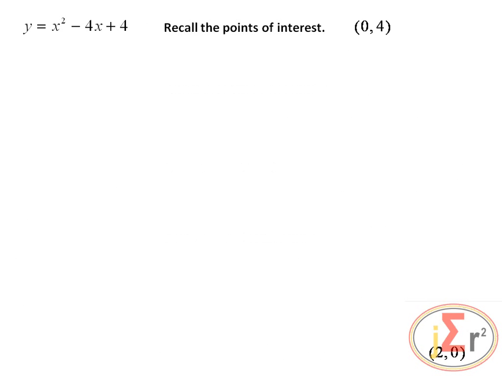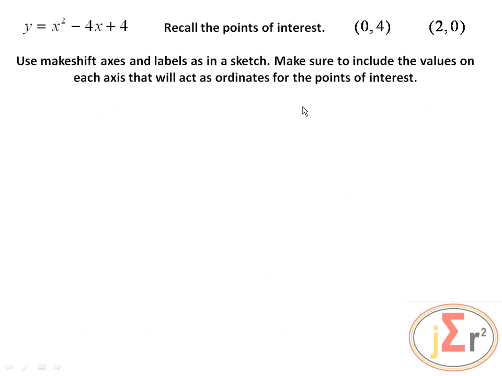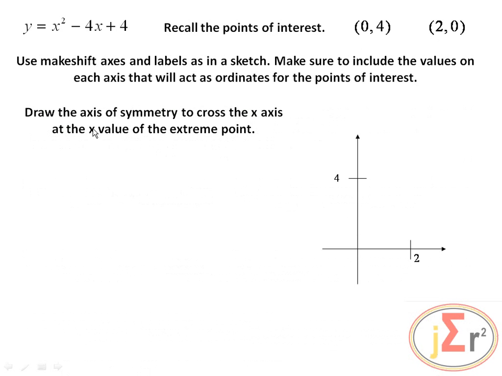Recall the points of interest. There are only two of them because the two x-intercepts turn out to be 2, 0 and the extreme point also turns out to be 2, 0. So use makeshift axes as usual and make sure that we can cater for y is equal to 4 and x is equal to 2. So there we have them. Remember now, draw the axis of symmetry to cross the x-axis at the value of the extreme point. So the x value of the extreme point. So the axis of symmetry goes there.